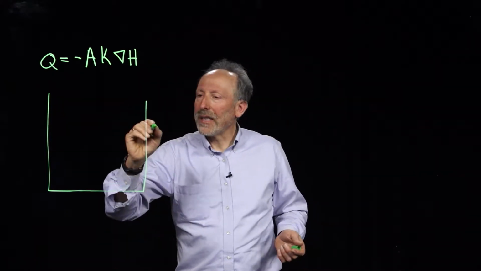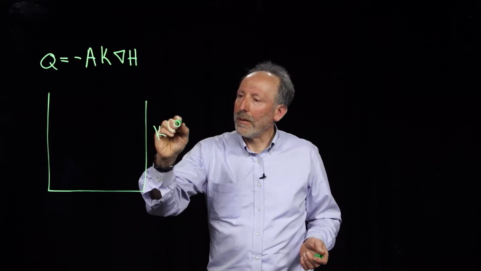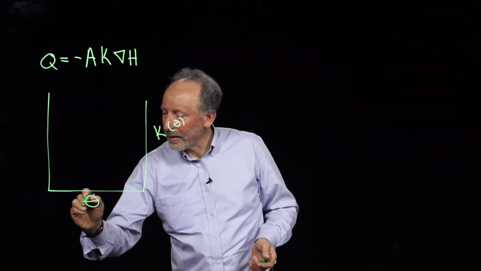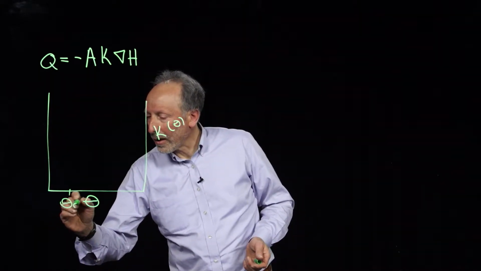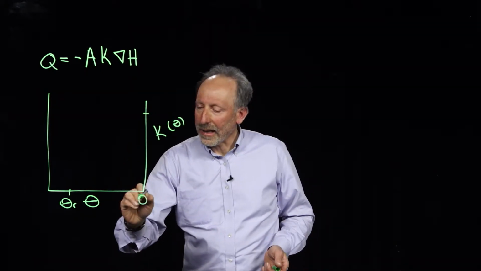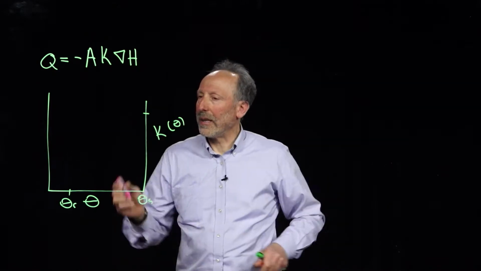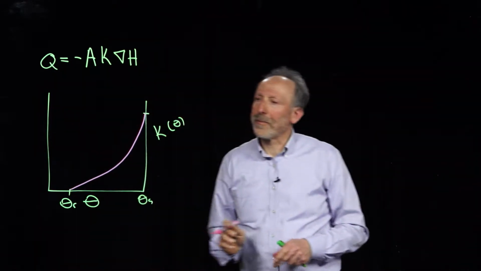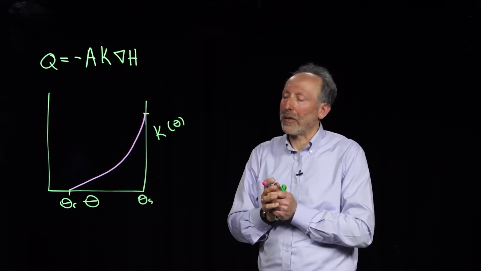where we had on this axis hydraulic conductivity, which is going to be a function of the water content. And here we have the water content. And as we recall, at residual water content, the conductivity goes to 0. And then at theta sat, it goes to full saturated conductivity. And we end up with a curve connecting those two. And there we have our conductivity curve, our hydraulic conductivity curve.